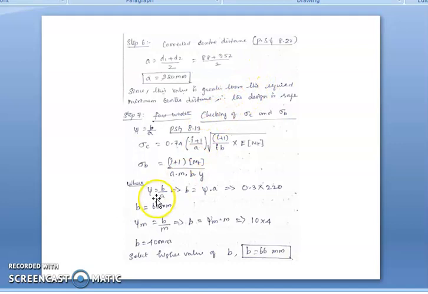Then the next step, checking of sigma C and sigma B. We have generally selected the sigma B and sigma C values from the data book. Now we have to revise the sigma C and sigma B. For that, first, from the PSG page number 8.13, we have the formula for sigma C and sigma B, where psi is equal to B by A. Similarly, another formula, psi m is equal to B by m.